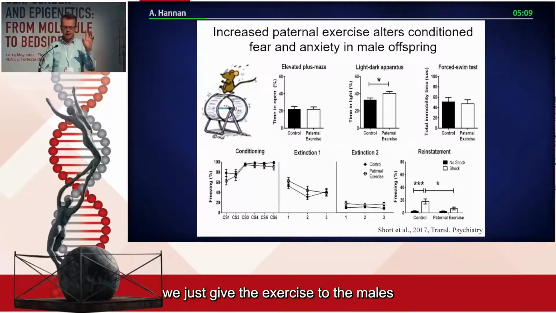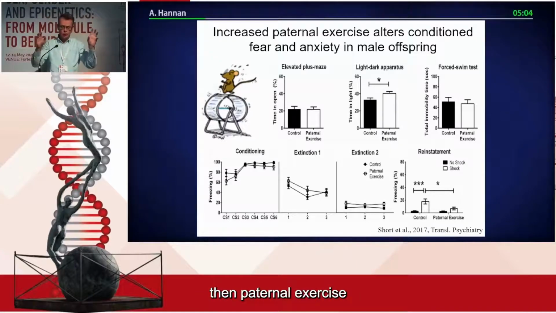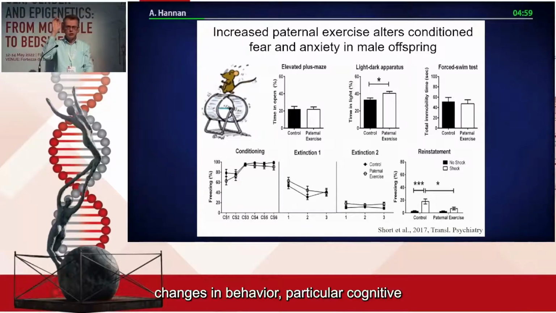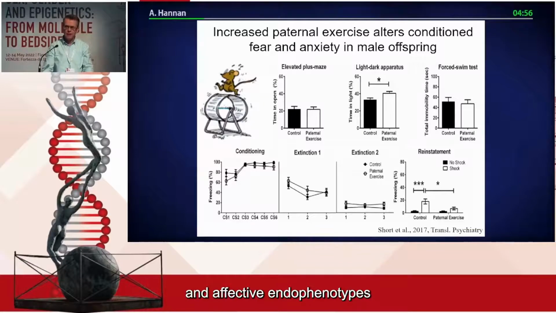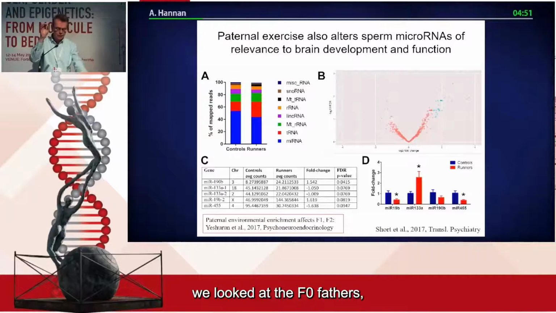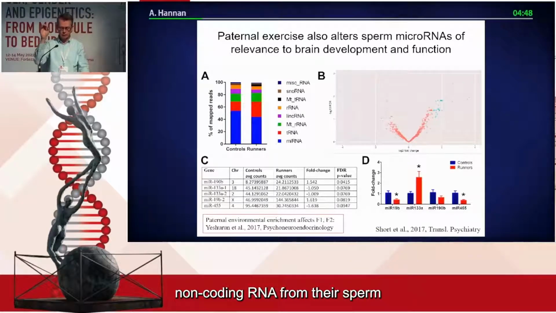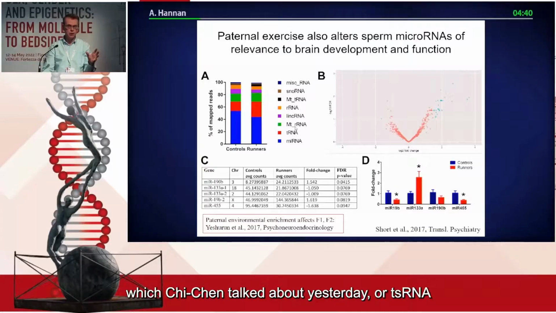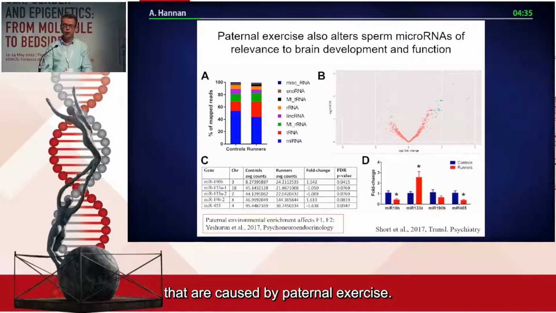So if we just give exercise to the males, or have standard housing, then paternal exercise prior to conception can change behaviour in their offspring, in particular cognitive and affective phenotypes. Again, we looked at the F0 fathers, isolated the small non-coding RNAs from their sperm, and found specific small non-coding RNAs that were changed in the sperm, not just microRNAs, but these tRNA fragments that Kui Shen talked about yesterday, or tsRNAs, as he referred to them, that are caused by paternal exercise.